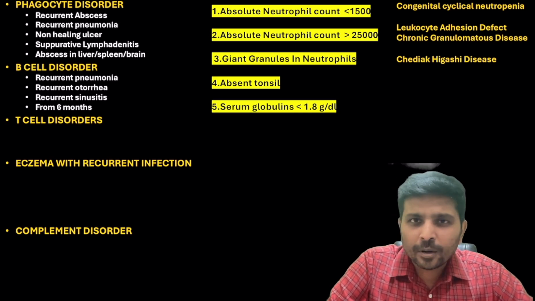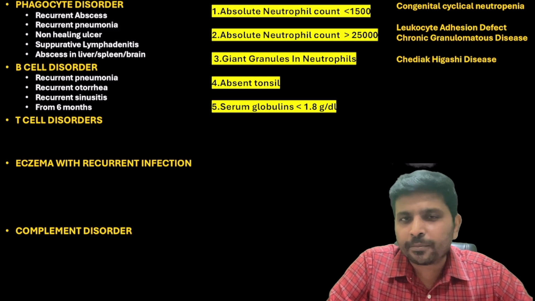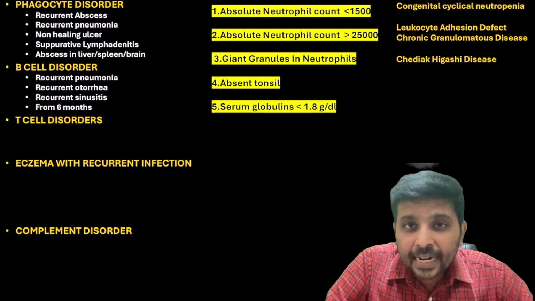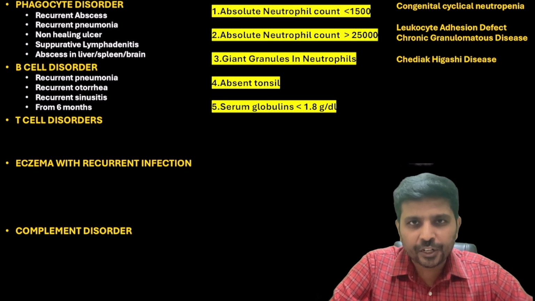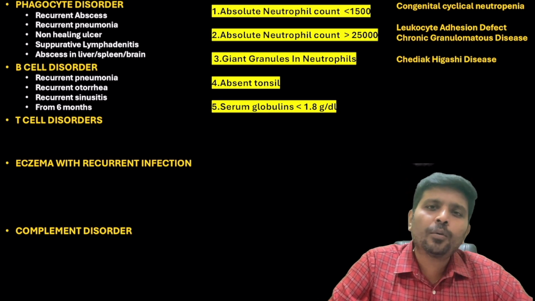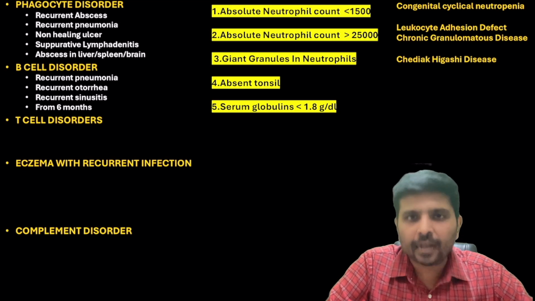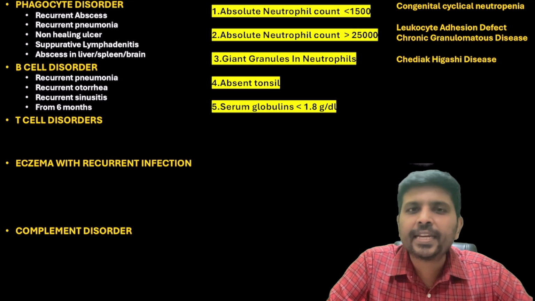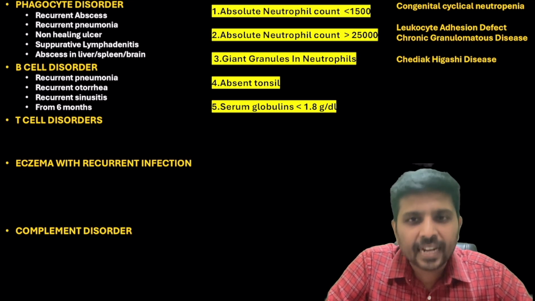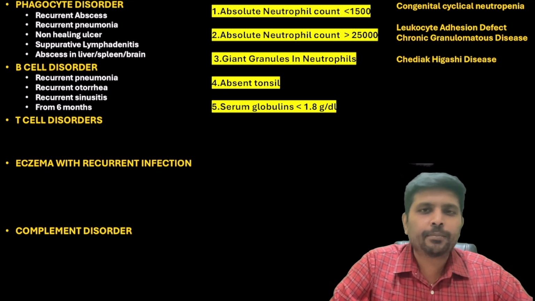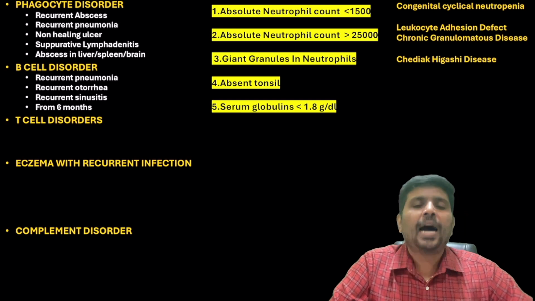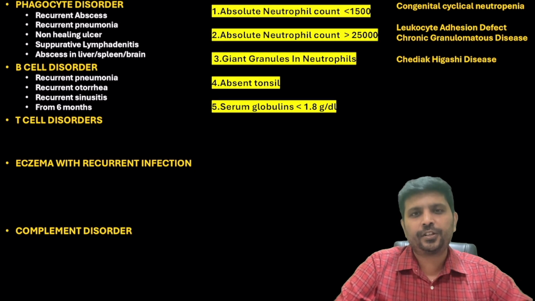A serum globulin of less than 1.8 grams per deciliter is often in favor of an underlying immunoglobulin deficiency. Wherever an immunoglobulin profile is not available, you can order an LFT and look for serum globulin. If it is less than 1.8 grams per deciliter, it is indirect evidence towards underlying B-cell deficiency.